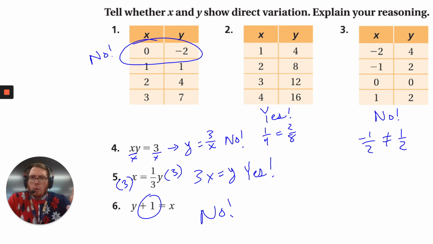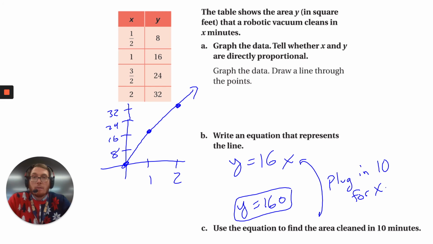One way to tell on 4, 5, and 6 if it definitely doesn't work is if you plug in 0 for x and 0 for y. If you plug that in and it doesn't work, the answer is automatically no, because direct variation has to go through the origin.